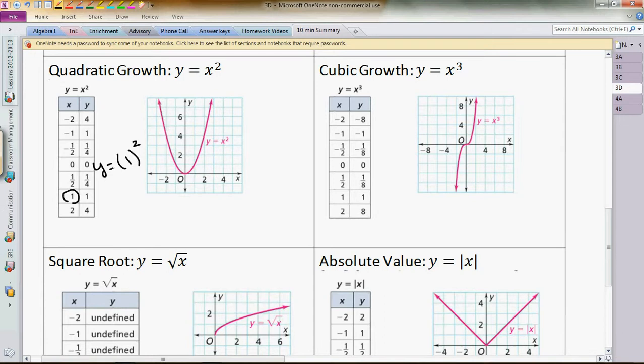The cubic growth is y equals x to the third power. You see, this one has second power on top of it, and this one has third power on top of it, and we say cube. The graph will look like some kind of water slide function, maybe something like that. You've seen that in water country or somewhere, something like that.